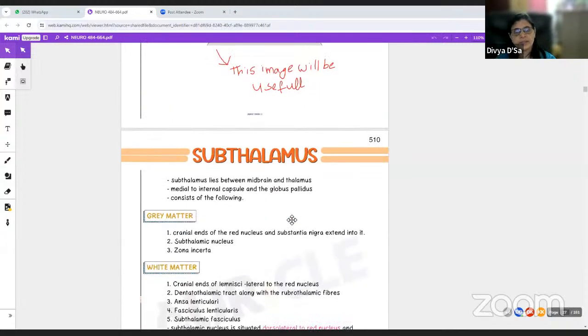Okay. Subthalamus. So the subthalamus lies between the midbrain and the thalamus, medial to the internal capsule and the globus pallidus. The gray matter of the subthalamus consists of the cranial ends of the red nucleus and substantia nigra, which extend into it. Both the red nucleus and substantia nigra you see in the midbrain. Also, it has the subthalamic nucleus and zona incerta.